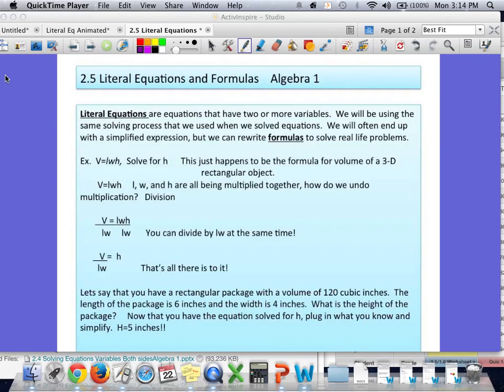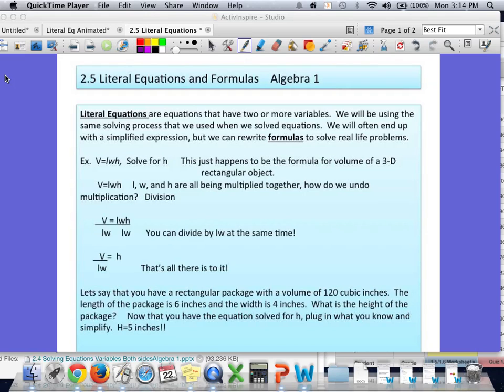2.5, literal equations and formulas. Literal equations are equations that have two or more variables. A lot of times these will be just simply formulas. Often they will have no numbers at all in the problem. You're just going to manipulate the formula to solve for a particular variable.